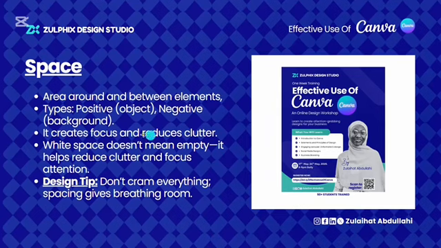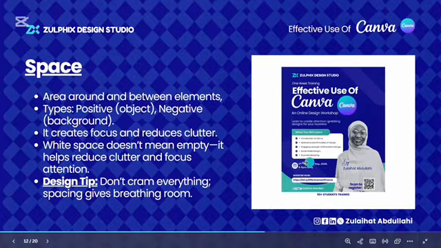So this one here around it is called white space. It's called negative space, while the elements on top of that are called positive space. So everything here is balanced.